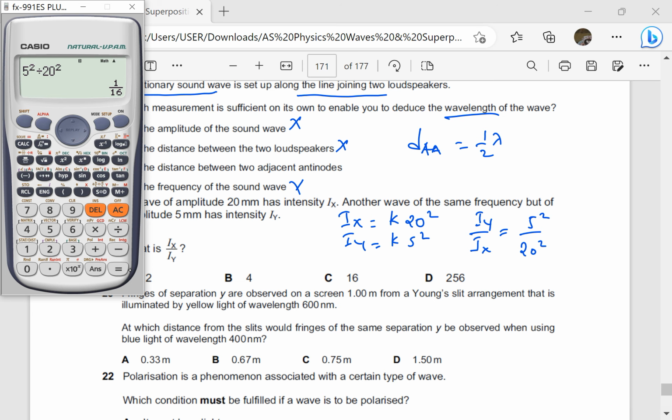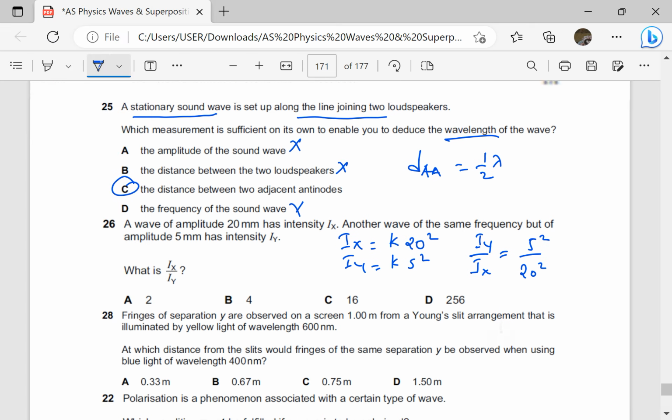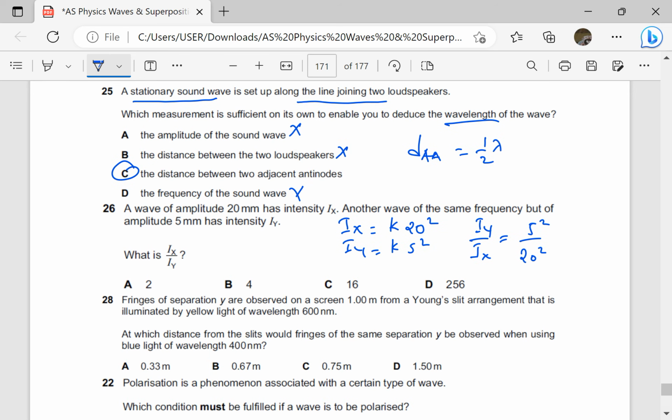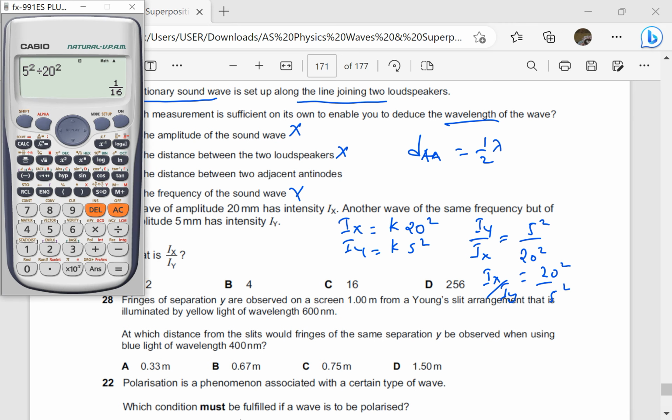So the question is, what is the ratio? It is Ix over Iy. So it's the other way around. Ix divided by Iy is 20 squared divided by 5 squared, which is the reciprocal of that. I think the answer is 16. 20 squared divided by 5 squared, that's 16. So the answer is going to be C.